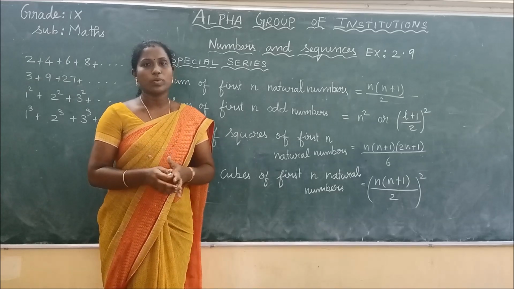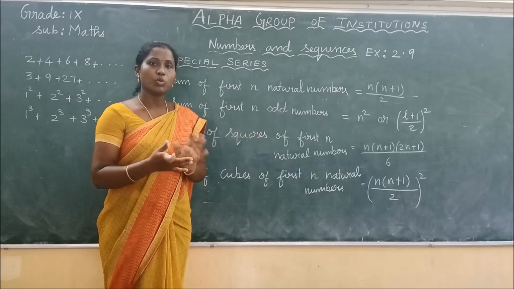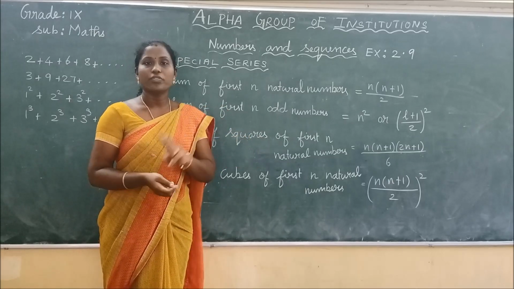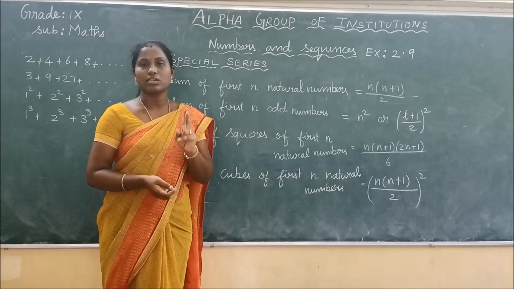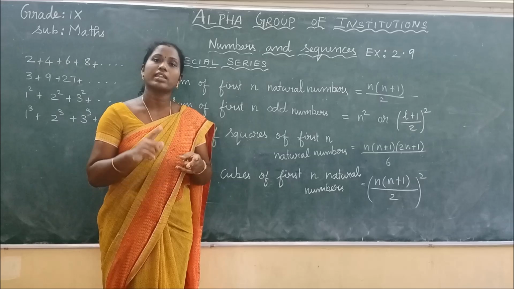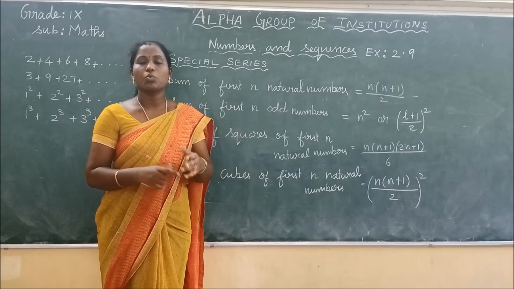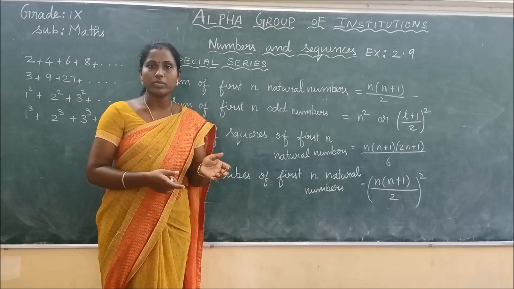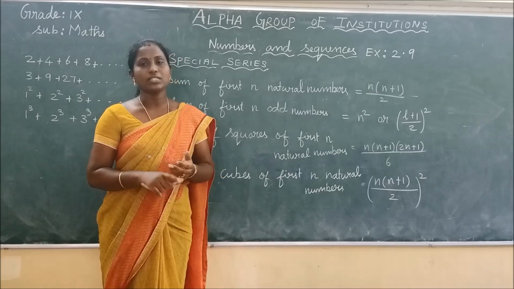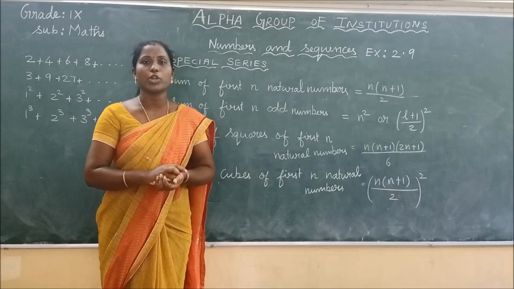In numbers and sequence, this is the last exercise. First, we have seen numbers based on sequence and series. In the first two exercises, exercise 2.5 and 2.6, we discussed arithmetic sequence and arithmetic series. In 2.7 and 2.8, we saw problems based on geometric sequence and geometric series. Isn't it? Now we are going to solve exercise 2.9.